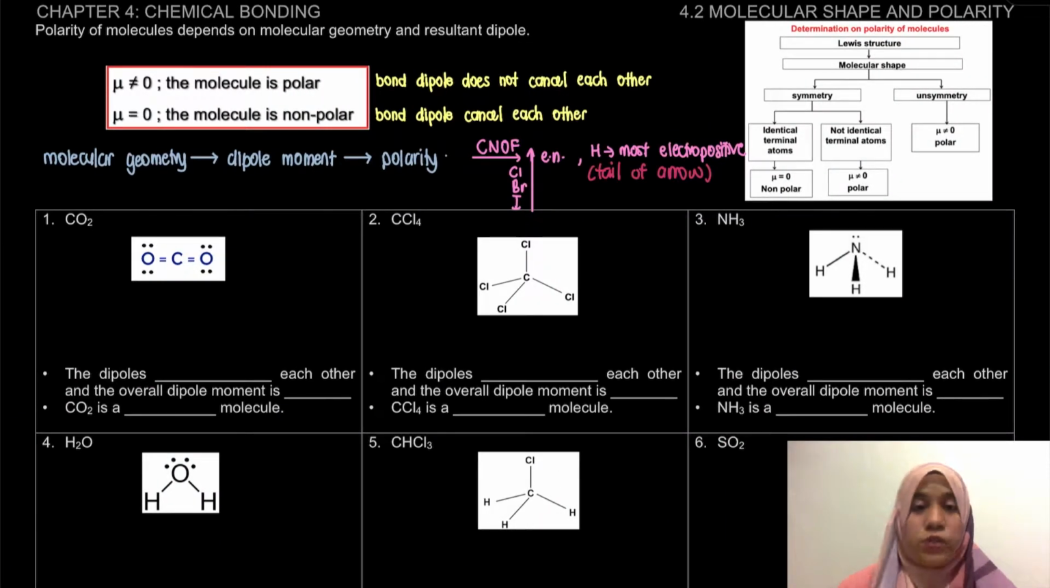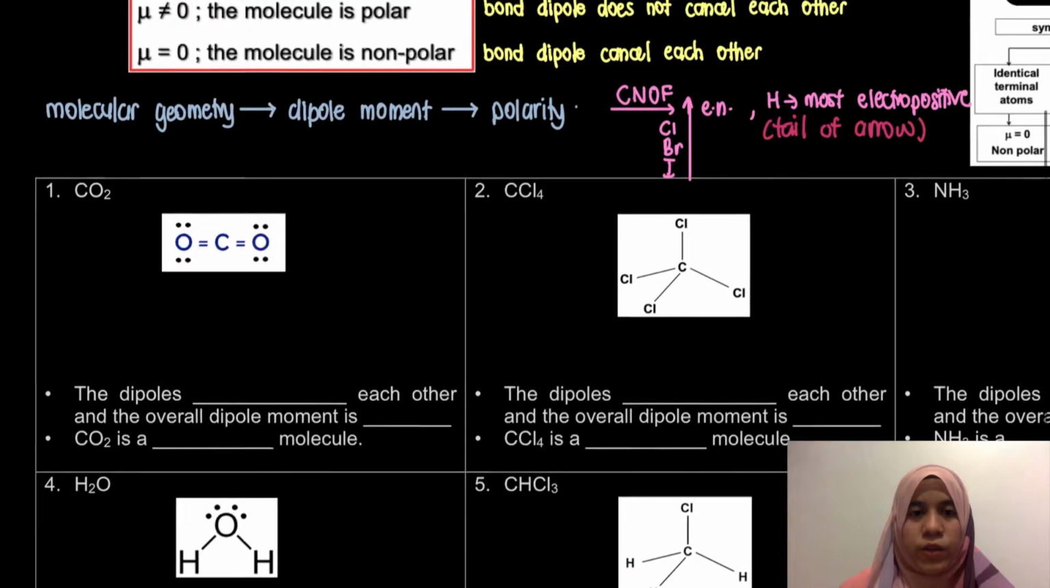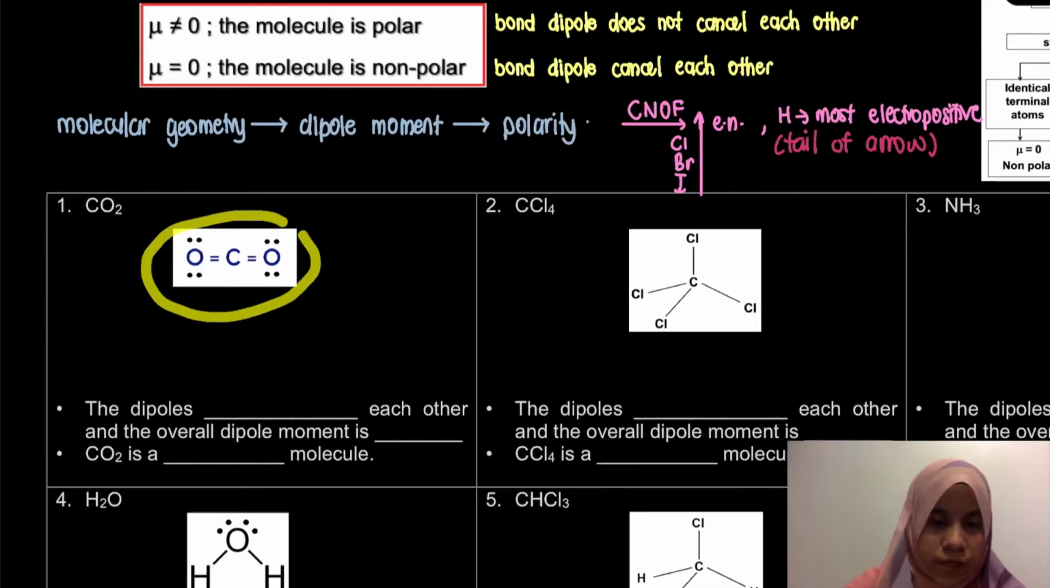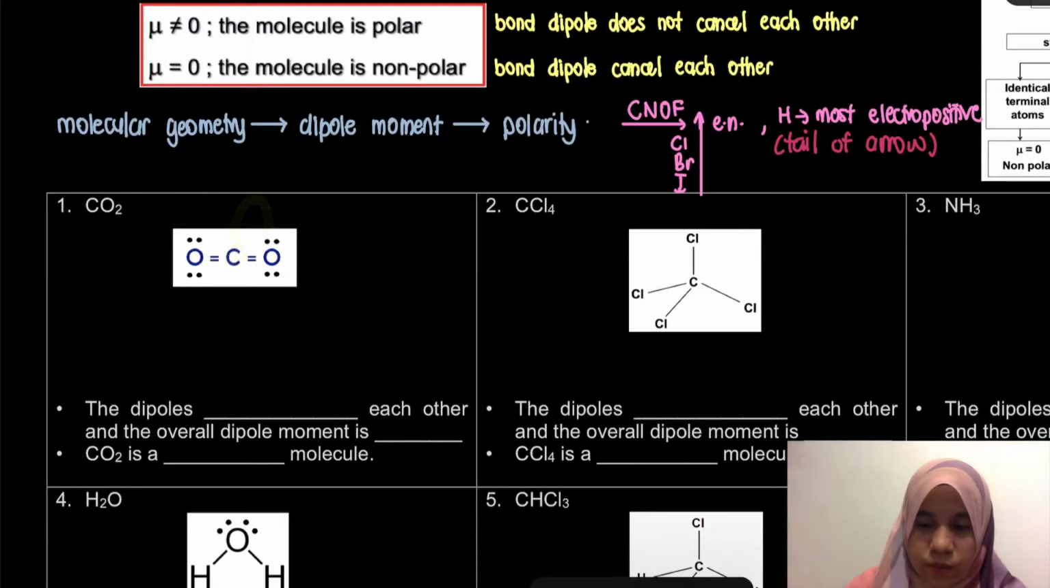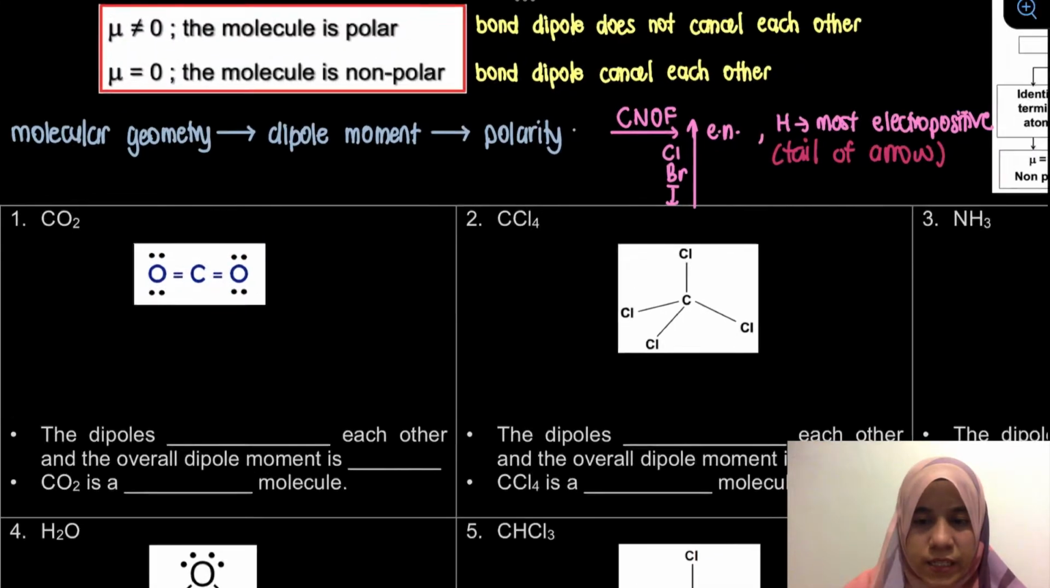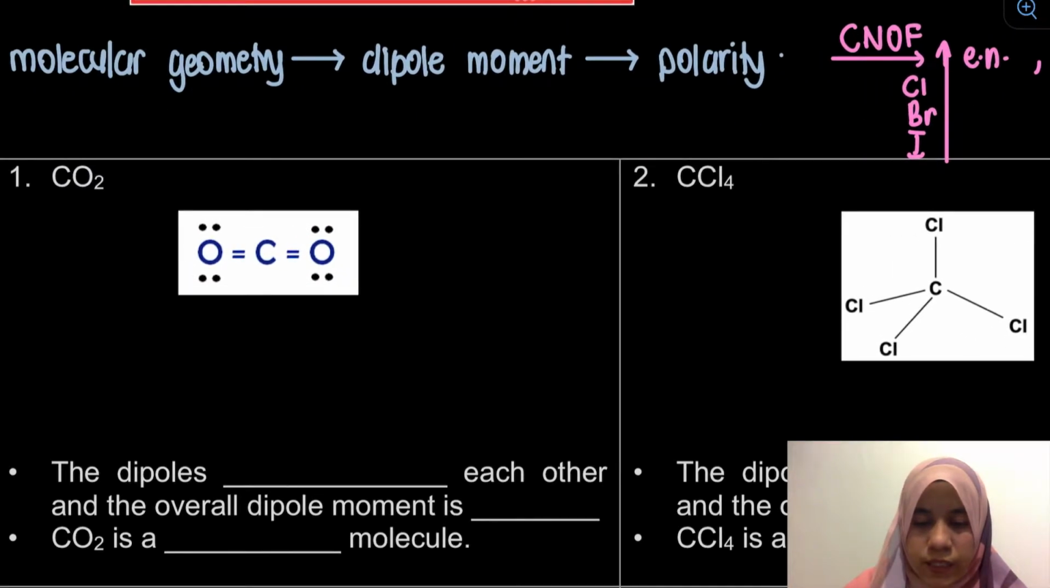So let's look at example number 1, and how you should answer the question. Example number 1 is carbon dioxide. Remember, carbon dioxide has only 2 bonding pairs. Even though it has 4 bonds, it has 2 bonding pairs. This is just a bit of revision. It is AB2, which is 2 bonding pairs, so its shape is linear.